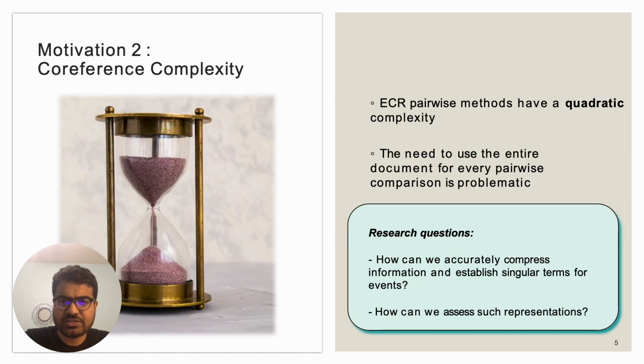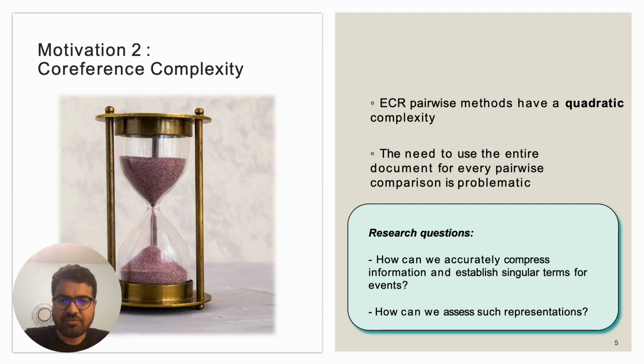The second motivation is to circumvent the quadratic complexity of pairwise coreference methods with a linear algorithm. The quadratic complexity of the pairwise methods is particularly an issue when using the recent large language models for this task, especially where it is required to use entire documents as context for events. Clearly, these methods do not scale on large corpora.